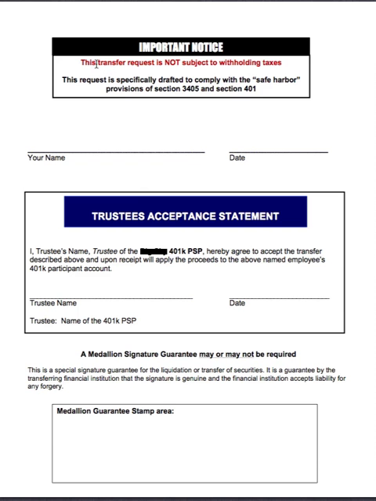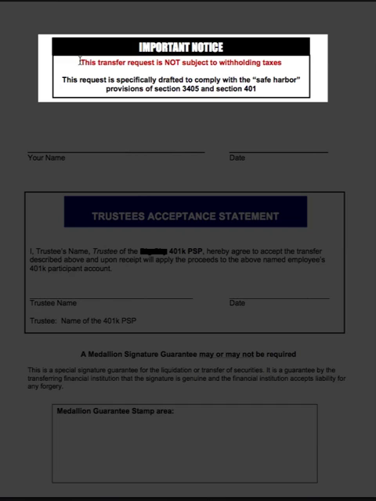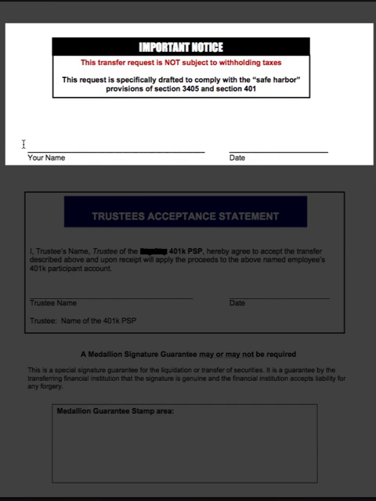Next page. And we make this very important. Whenever we're making these direct transfers, we don't want your current custodian to withhold 20%. That can be an absolute tax nightmare. So we let them know the exact sections of the code that we are complying with. This is section 3405 and section 401. So we're saying, look, guys, you don't need to withhold. And so what you're going to do is you're going to go ahead and sign and date in this area, your name, obviously, and put down the date that you signed this.